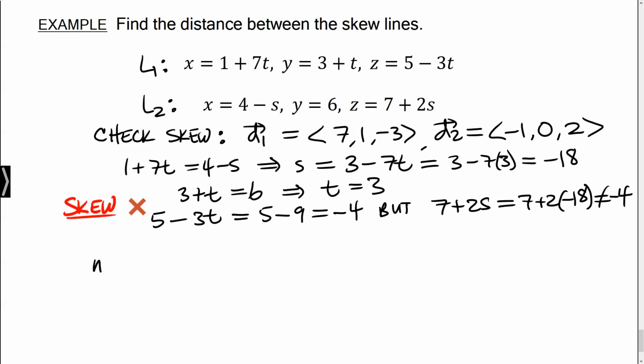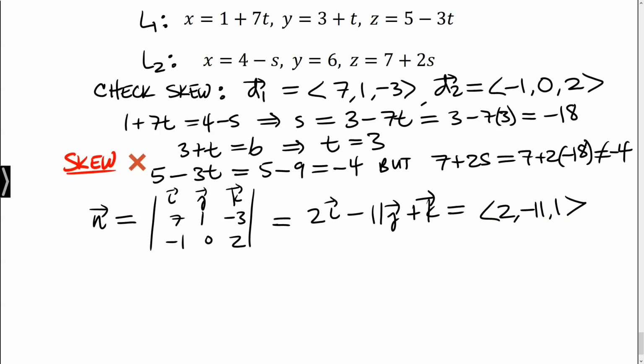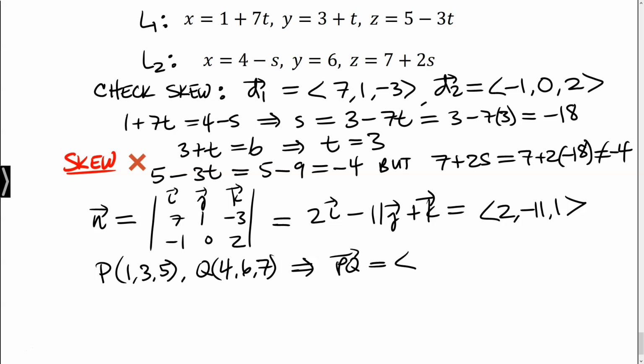So we start off calculating the normal, and then we can apply the formula. Oh, we need to find PQ first. So we can take P to be (1, 3, 5). Just take t equal to 0 and s equals 0. So we get (1, 3, 5). We could take Q to be (4, 6, 7). And that would give us PQ, let's see, it'd be (3, 3, 2).